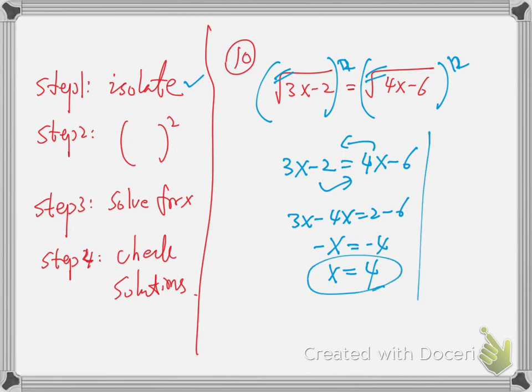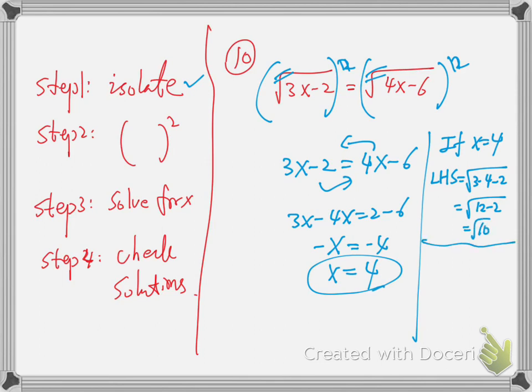So if x is 4, what's the left hand side? The left hand side is radical 3 times 4 minus 2, so this is radical 12 minus 2, which is radical 10. That's the left hand side. And the right hand side is radical 4 times 4 minus 6. Okay, x is 4, right?